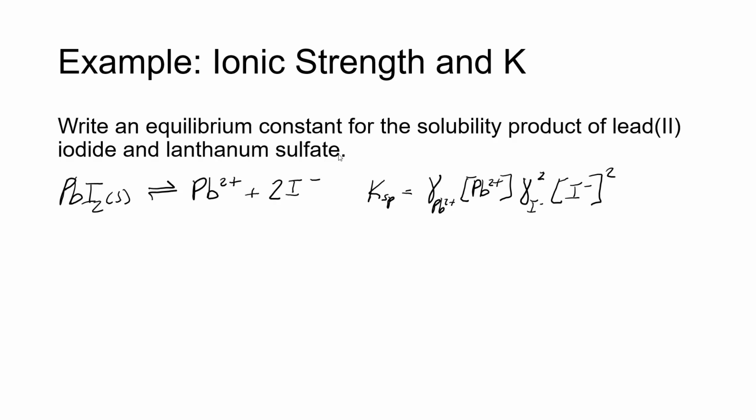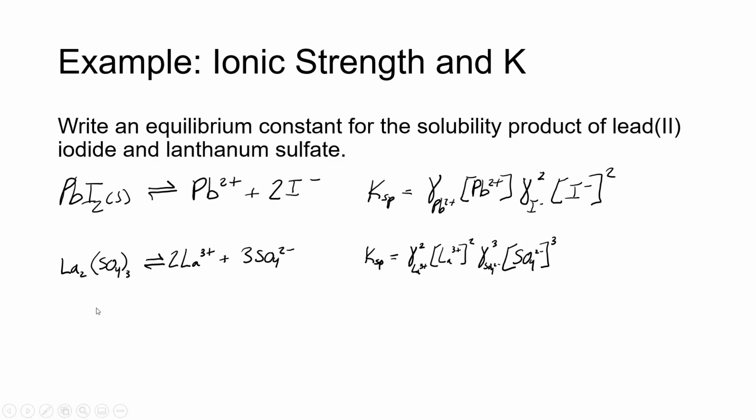The charge on sulfate is -2. Therefore, the chemical formula of lanthanum sulfate is La2(SO4)3. That breaks apart in water to form 2 moles of lanthanum 3+ and 3 moles of sulfate. Solid dissociates to give you these species.